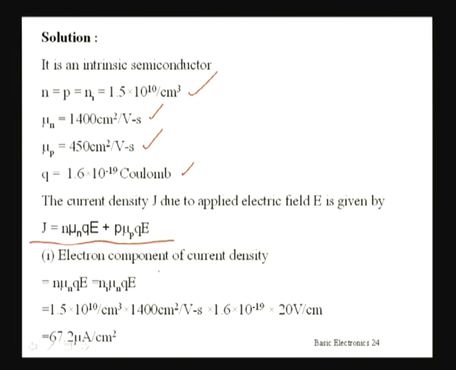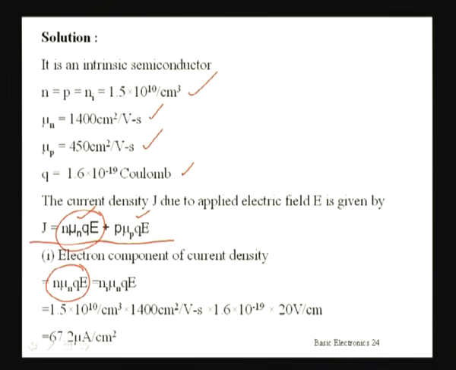As you see in this equation, there are two components. One is due to the electrons and the other is due to the holes. So the electron component of current density we can find from this part of the equation. You just substitute each of these values, Ni for N, mu N, Q, E.